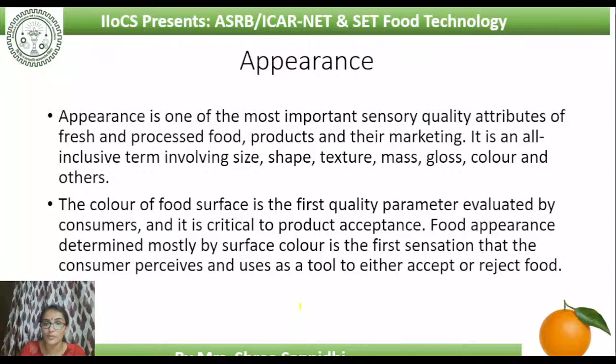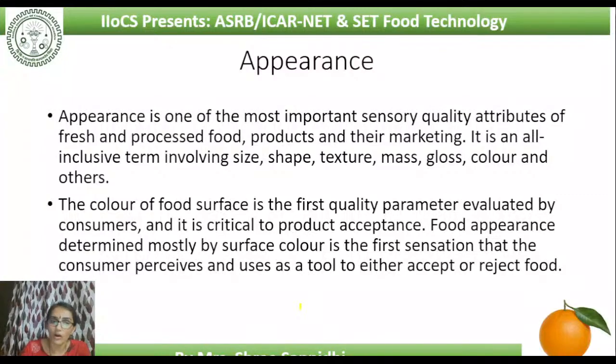Appearance is one of the most important sensory quality attributes of fresh and processed foods, products, and their marketing. Isn't it right? Our first thing to judge a food product is by looking at it. By looking at the product, we decide whether it is fresh or not, if the color is attractive, if the shape is good. With looking at that itself, we will decide whether to buy or not.